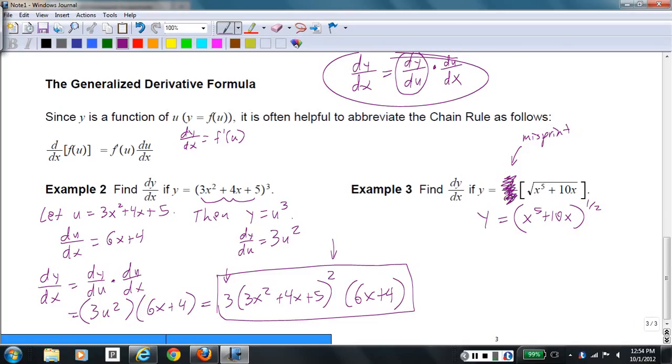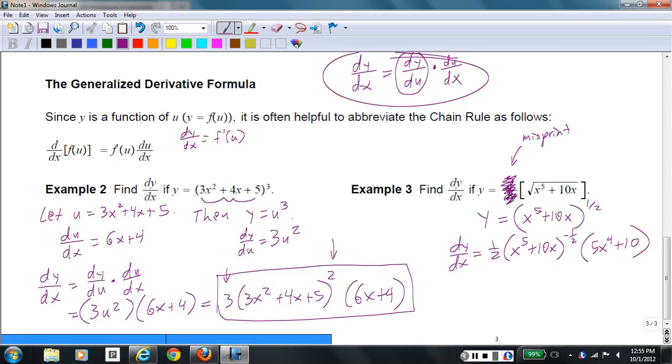Well, it's the power rule. It's 1/2 times that expression raised to the negative 1/2. We subtract 1 from the 1/2, times the derivative of that expression. So dy/dx, without a lot of fanfare, equals 1/2 times (x to the fifth plus 10x) to the negative 1/2 times (5x to the fourth plus 10), like that. We multiply by the derivative of what's inside the parentheses.